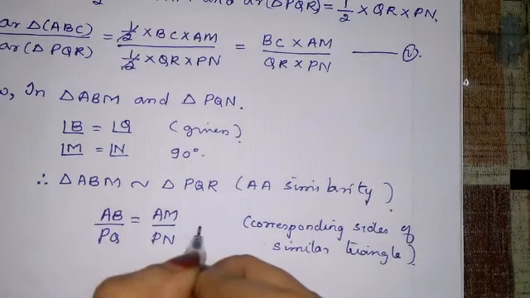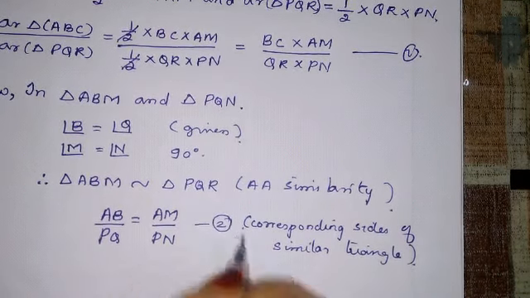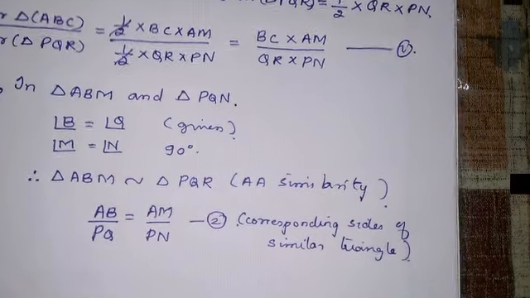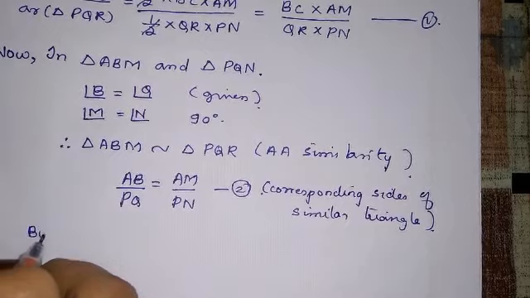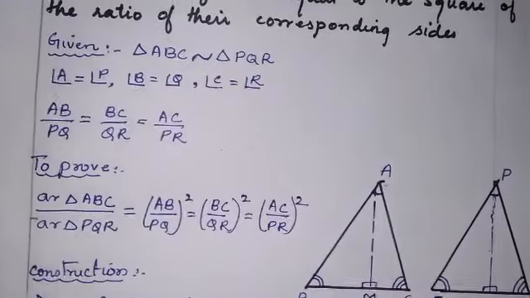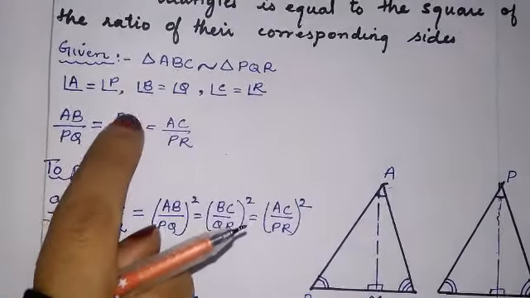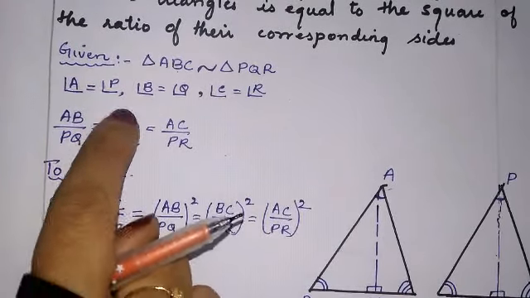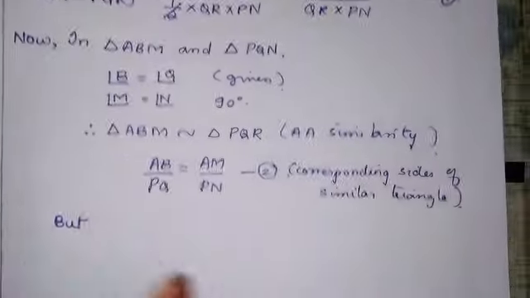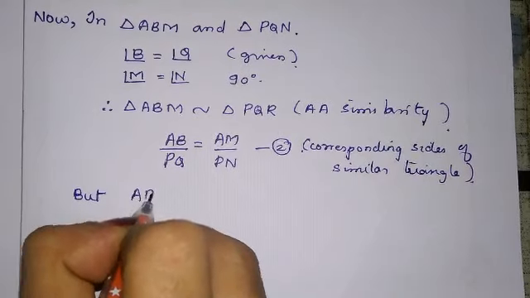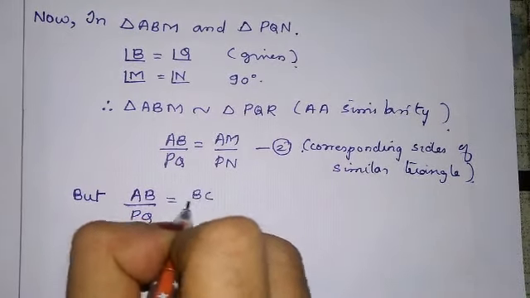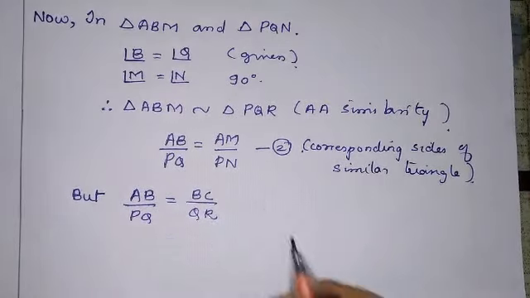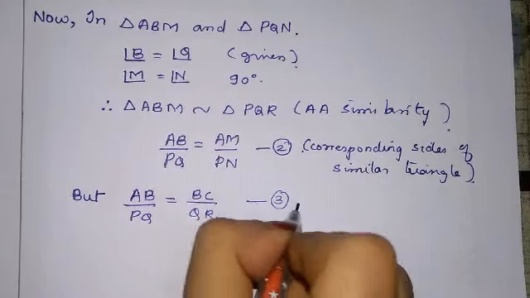We know that. So we can write this as equation 2. But this we got. But what is given? We can see in the given now: AB by PQ is equal to BC by QR. It is given. So I'll write AB by PQ is equal to BC by QR. They have given this. Let us write it as equation 3.